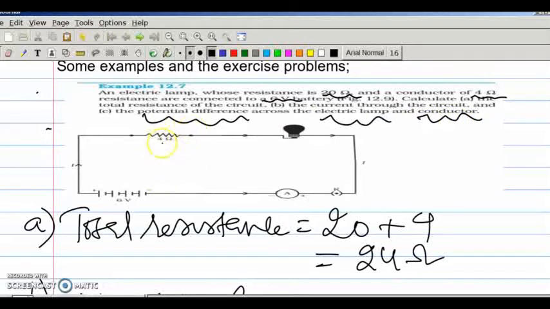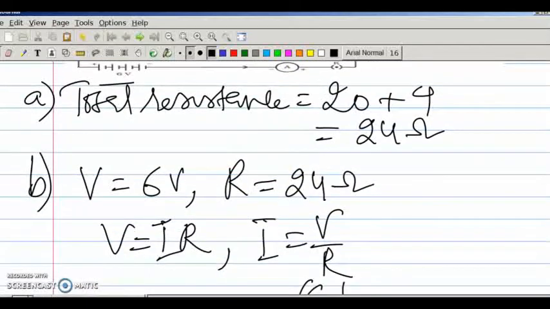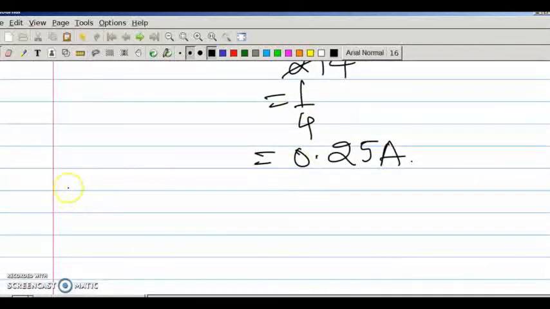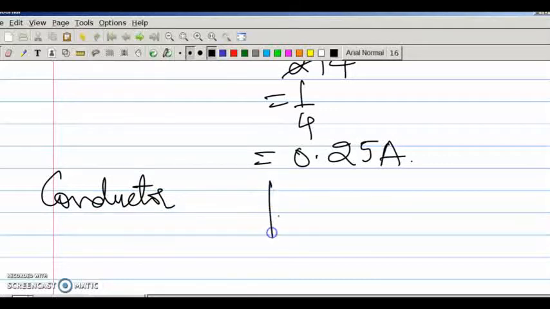Follow carefully, children. This source of 6 volt exerts some potential difference here, and it also exerts some potential difference here. That is, it uses some energy here and some energy here, out of the 6 volts. Here it is 20 ohm. Now follow carefully. I'll find out the potential difference across the conductor, and then next the bulb.